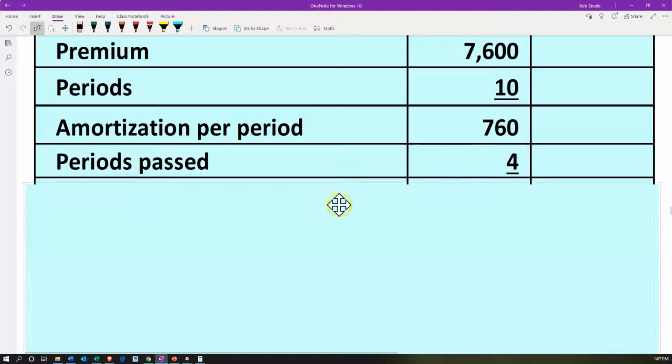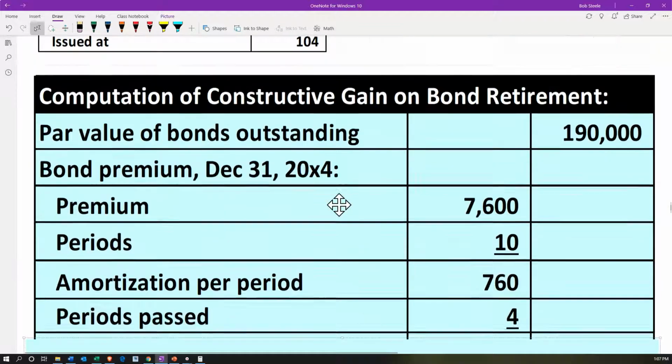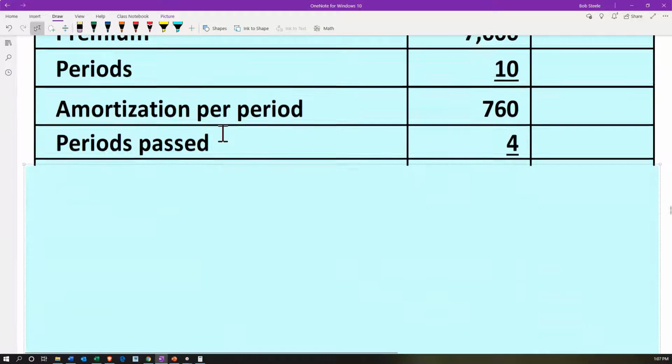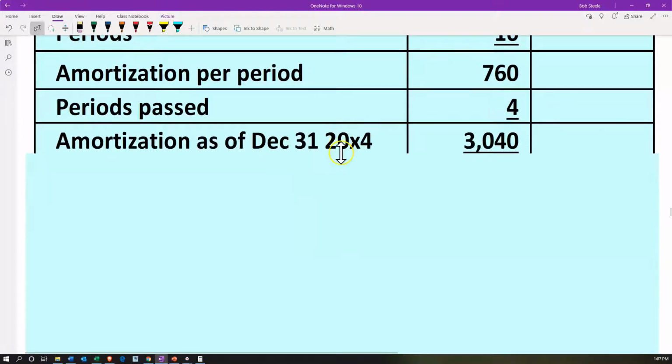So then we're going to think about the periods that have passed. 4 periods have passed. What does that mean? We have 2000x1, 2, 3, and 4 for the current period we're working in on 2000x4 of consolidation. That means that the amortization as of December 31st, 2000x4 is going to be that 3,040. That's going to be the amortization amount.